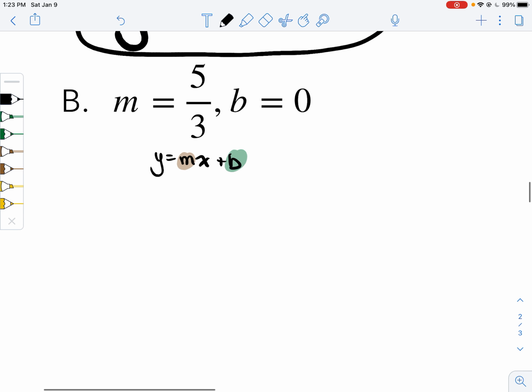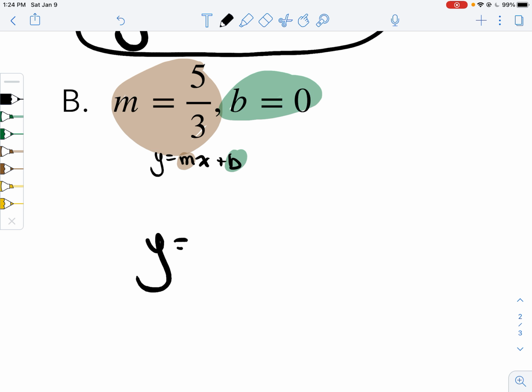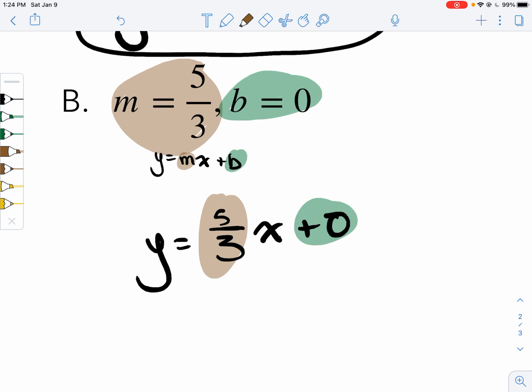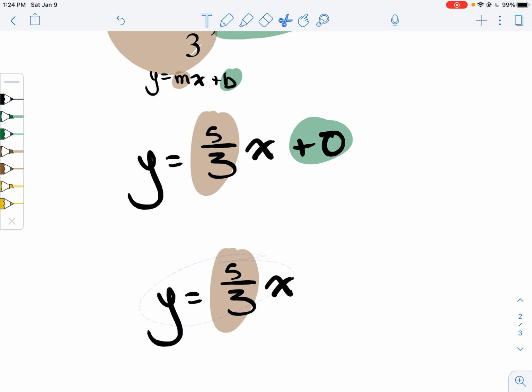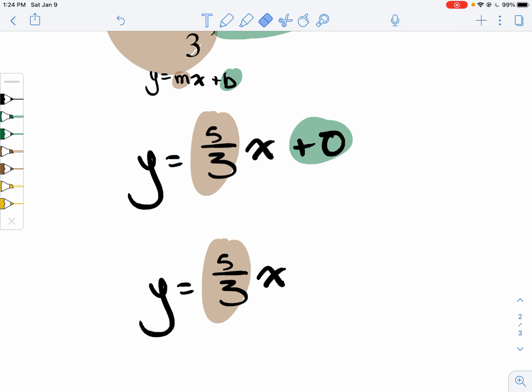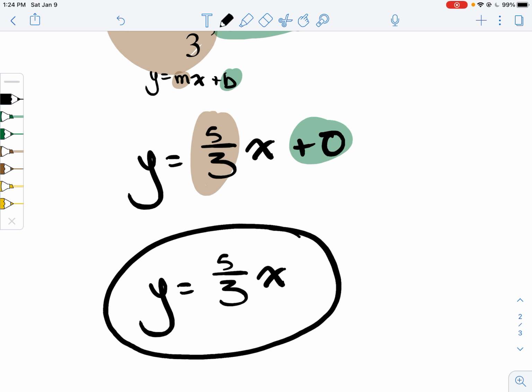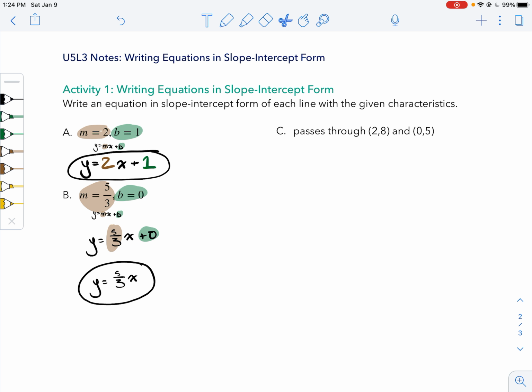Done. Okay. Now we know our slope this time is 5/3. Our y-intercept is 0. Okay, interesting. So y equals 5/3 x plus 0, because we've got plus 0 for our b, and our 5/3 is the slope. But you guys, we don't need to have plus 0. We can get rid of that and just say y equals 5/3 x. And that's it. We're done. Cool. All right, let's do one more.